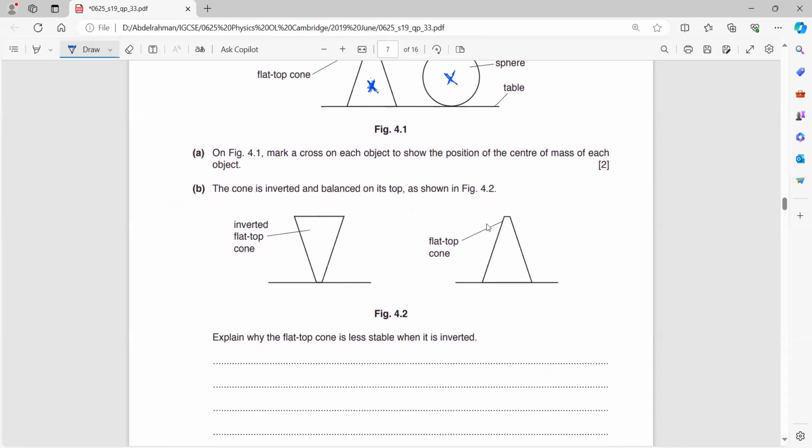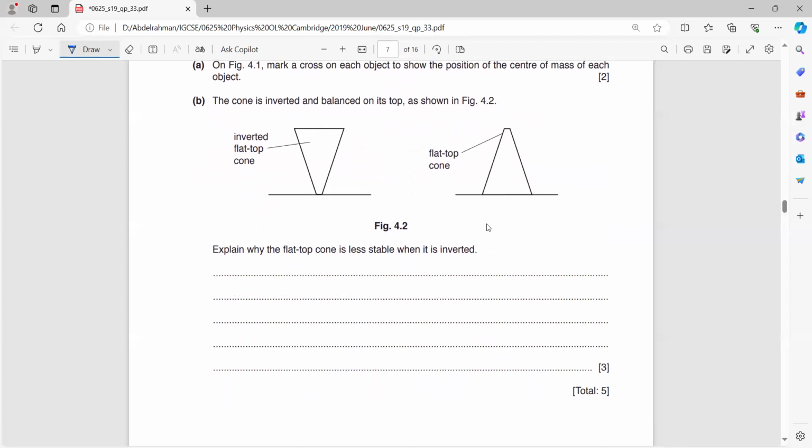The cone is inverted and balanced on its top as shown. Explain why the flat top cone is less stable when it is inverted. Why is it less stable? Because it has less surface area. I don't care about the pressure, by the way. We say less area of contact with the ground, because surface area decreased. Surface area, that's one point. What's the other point?